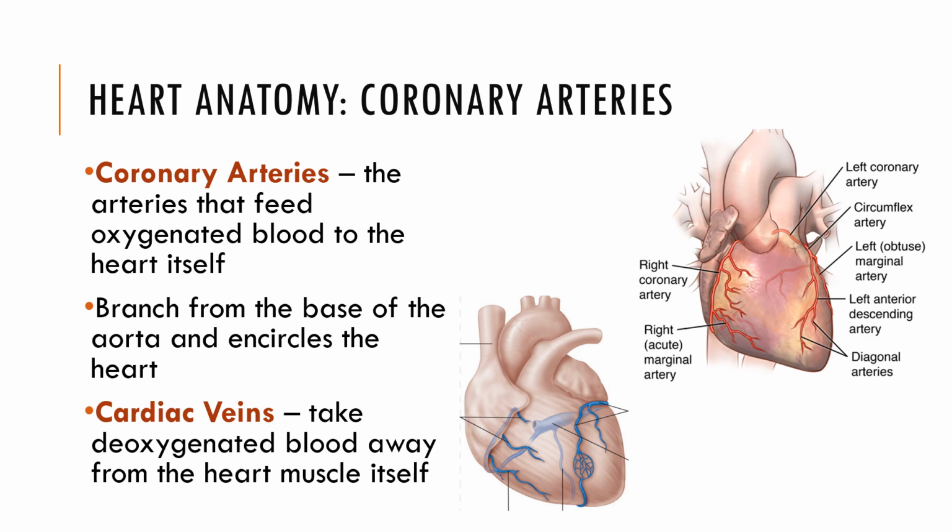So these arteries are the ones that then take blood that's been pushed out back to the body and feed it to the heart itself. So this is how the heart gets its oxygen, how it gets its nutrients, and how it disposes of waste. Then once it does that and uses up all the oxygen and needs to give back the CO2, the cardiac veins are going to take that deoxygenated blood away from the heart and to the lungs to pick up more oxygen.